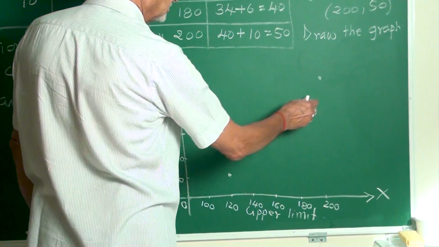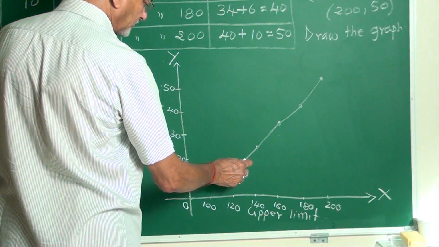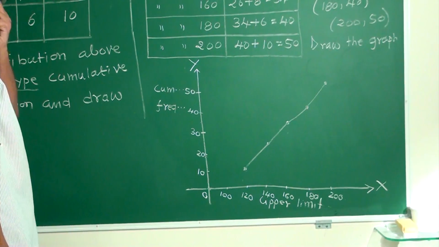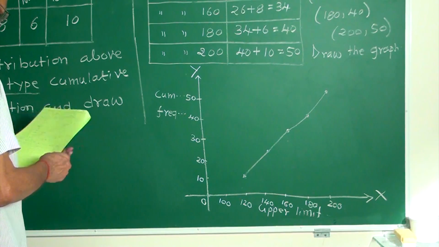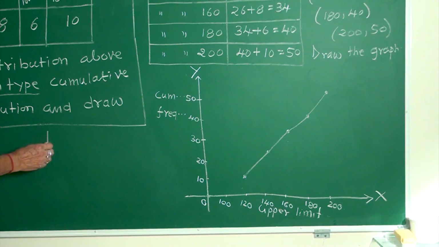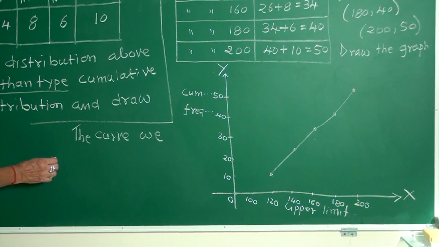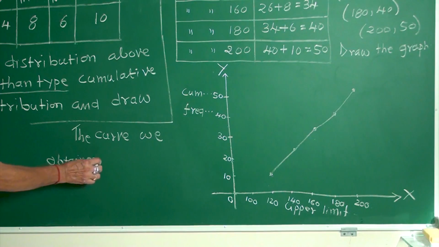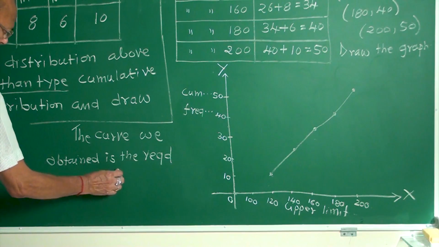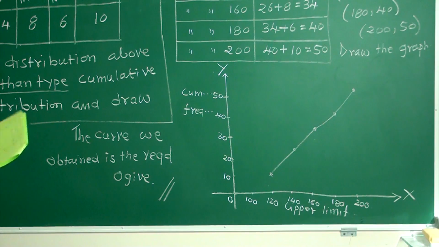Then you have to join these points with a fine curve. This is the required Ogive. If you want, you can write it: the curve we obtain is the required Ogive.